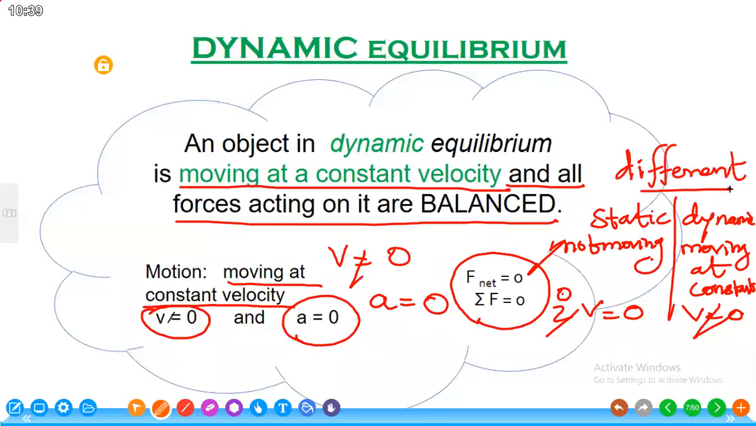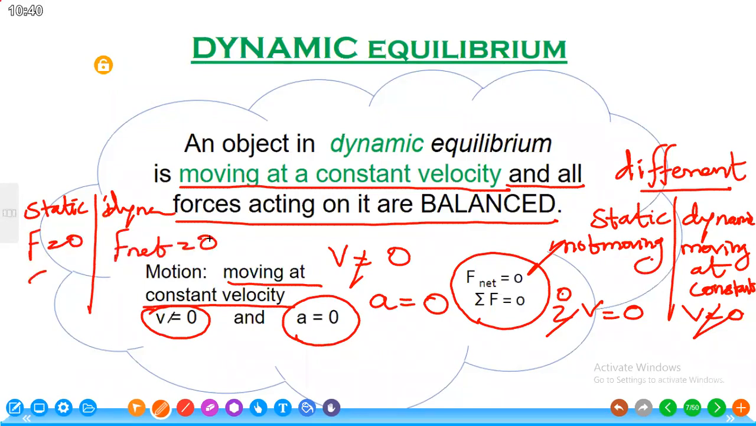But the similarities between the static equilibrium and dynamic equilibrium is, here also F net is equal to 0. Here also F net is equal to 0. And in here also acceleration is 0. And in dynamic equilibrium also acceleration is 0.